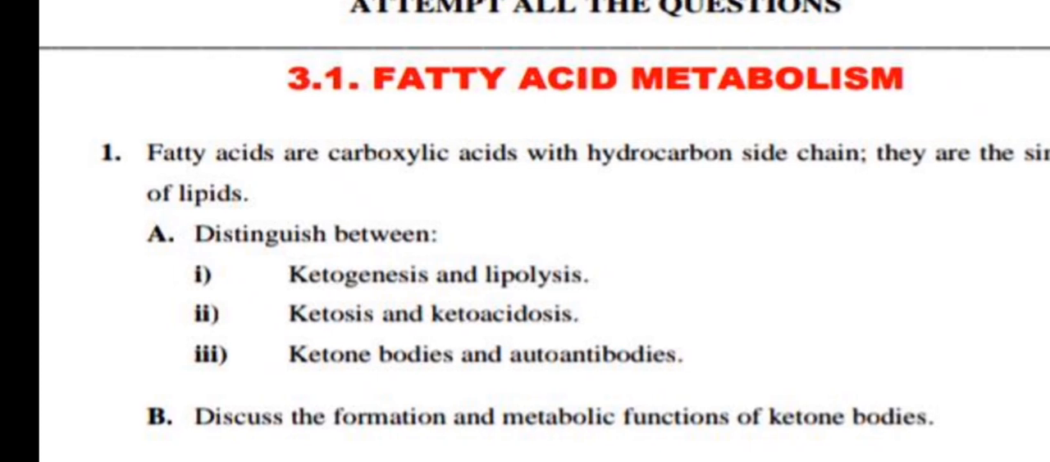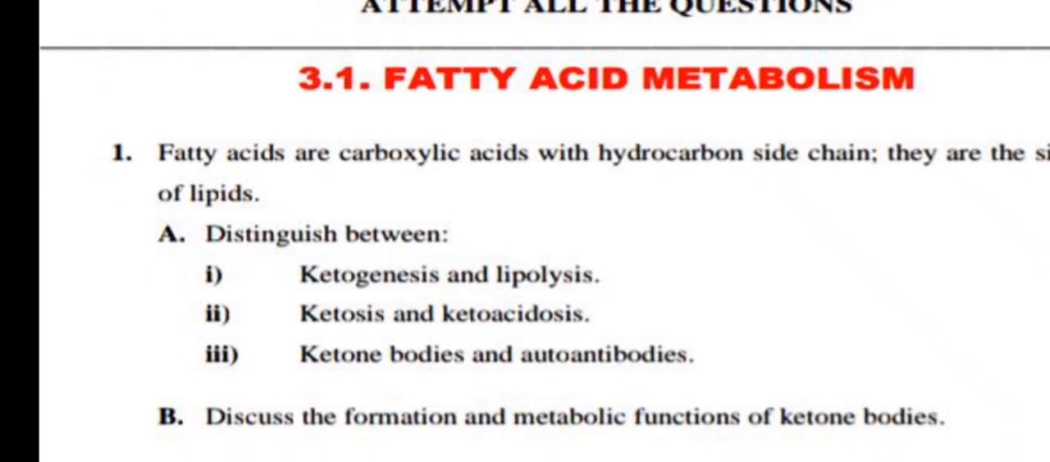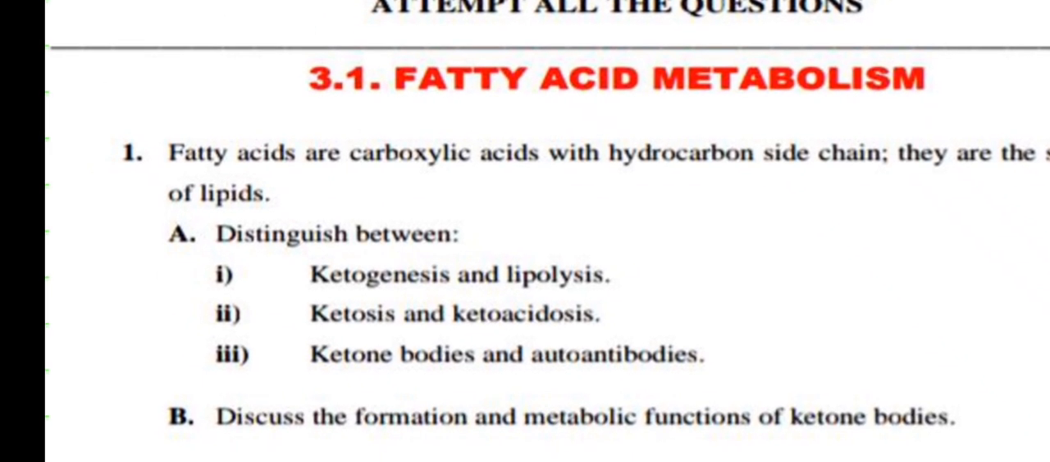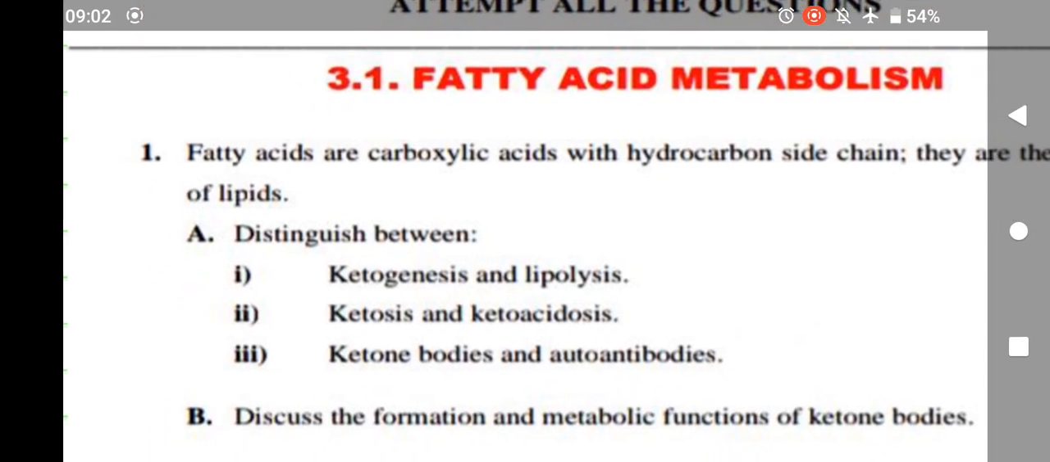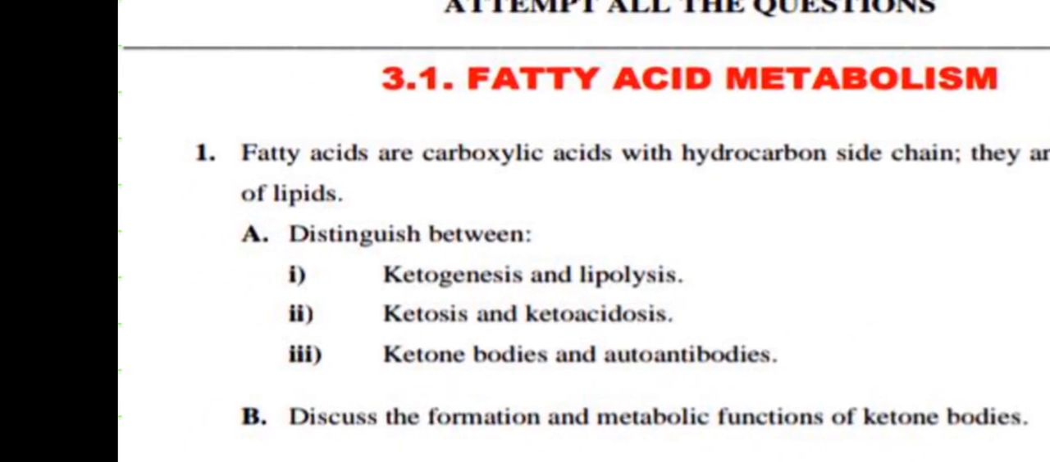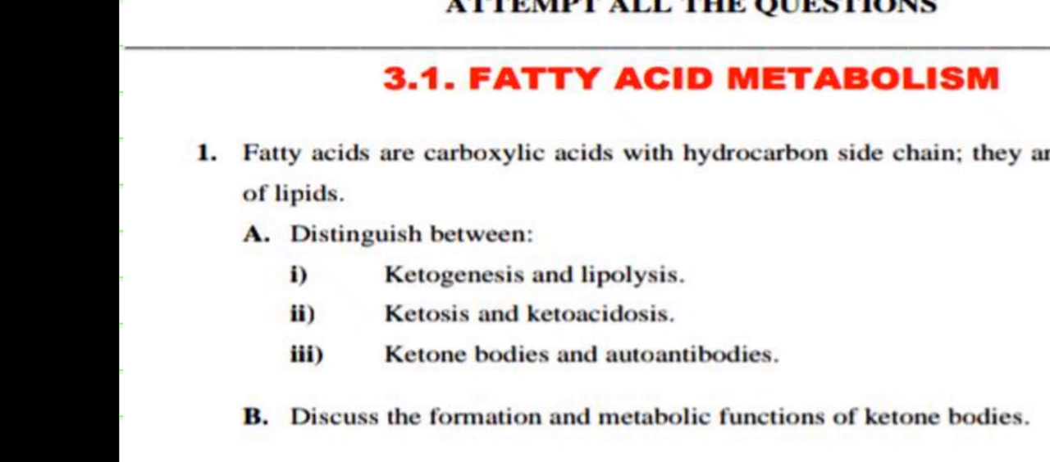Now, question B. The question is: discuss the formation and metabolic functions of ketone bodies. Discuss the formation and metabolic functions of what? Ketone bodies. So you must understand how these ketone bodies are formed, and what the metabolic function of these ketone bodies is. So let's start with the first part. Discuss the formation of what? Ketone bodies. So how are the ketone bodies formed?